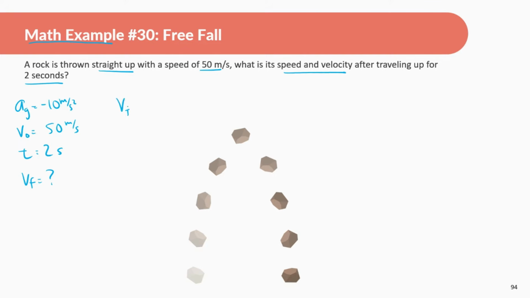Okay, v final. I'm just going to be writing down that formula now. I think we should be pretty used to this at this point. Final velocity is equal to the initial velocity, which is 50, plus acceleration, negative 10, times 2 seconds. So this is going to be 30 meters per second. And again, I want to ask, after 2 seconds, is it traveling up still, or is it traveling down?